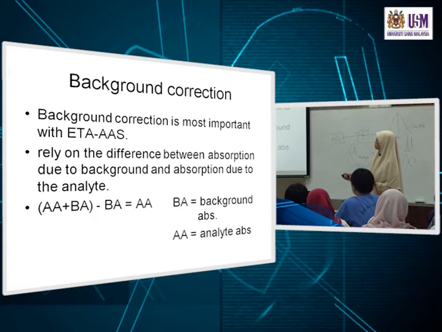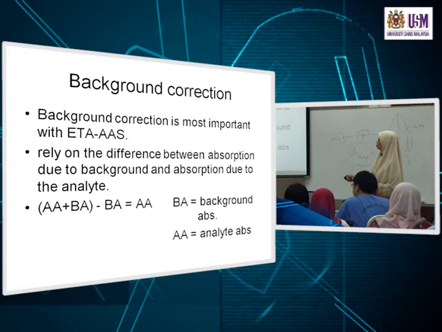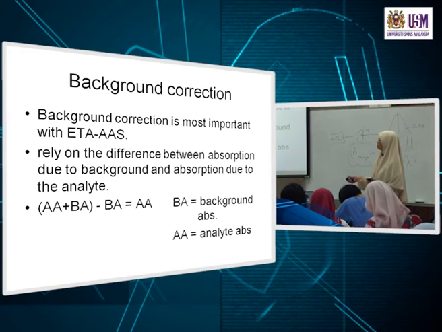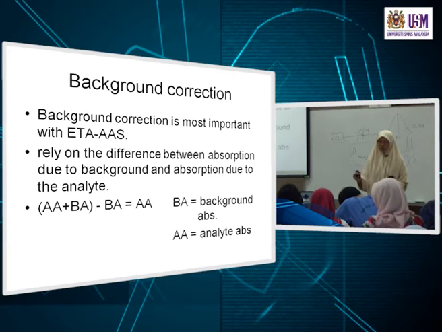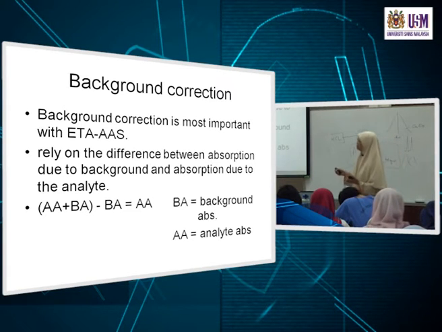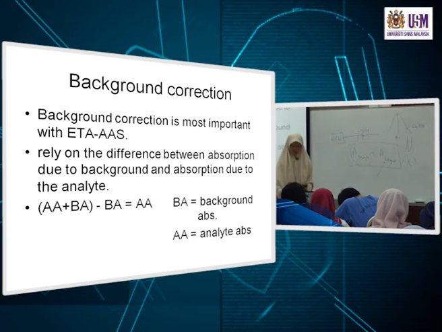Analyte absorption plus background absorption, and you subtract. So this is when the hollow cathode lamp is on. This is the reading that you get. This is when the deuterium lamp is on. So in the circuitry, there's a way that you can then subtract that. So this is one form of background correction, the cheapest.